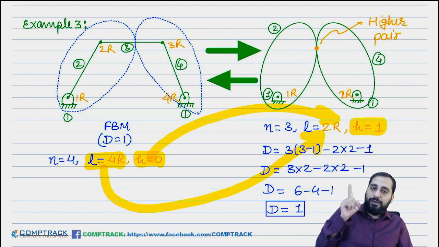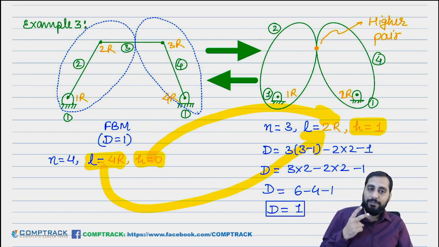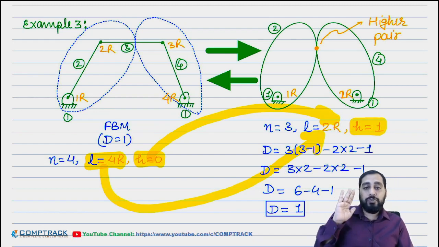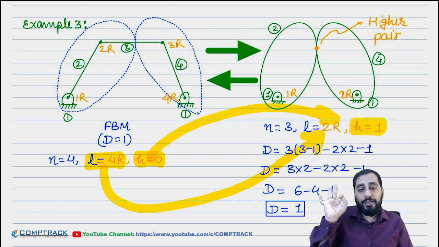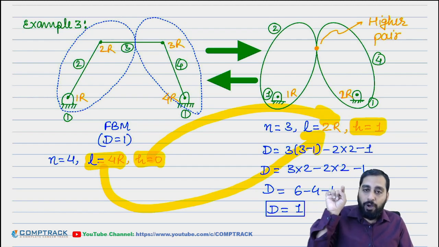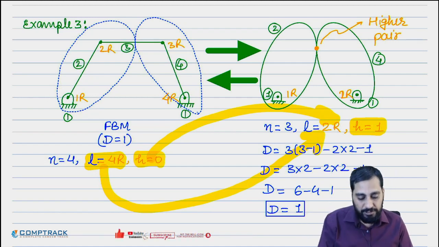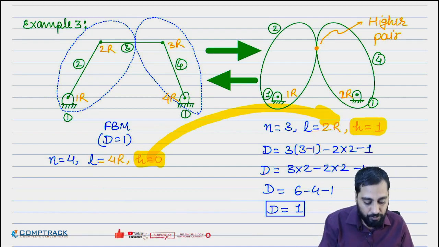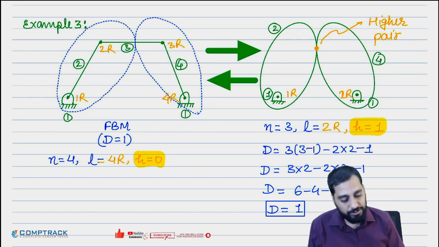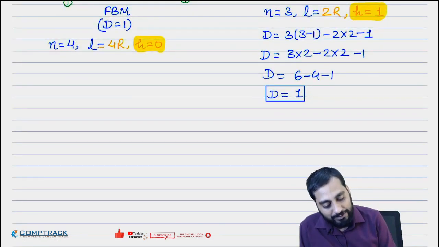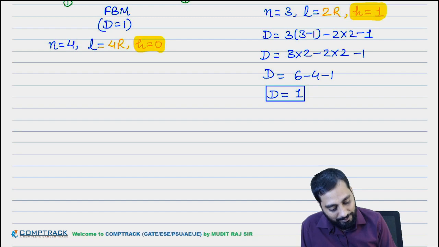Higher pair increased by 1 only, but lower pairs are decreased by 2. So you can write here, for equivalent mechanism, one higher pair is equivalent to 2 lower pairs. Sometimes they ask you in the theoretical question, there you can directly write.